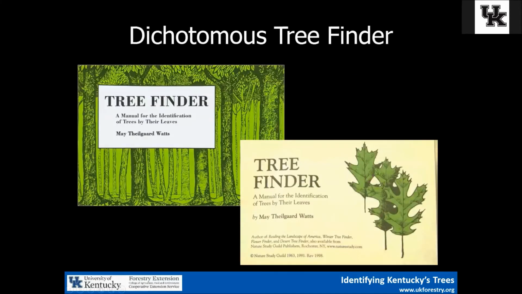Okay, so the tool we're going to be using tonight is the dichotomous tree finder. And some of you in the extension offices, your agents may have been through a training where they got one of these or picked one up, and maybe you've got it in the office and you'll get to actually use it. But if you don't, and for those of you at home who do not have this, not to worry. I've taken photographs of every page as we go along so you can see how this works.